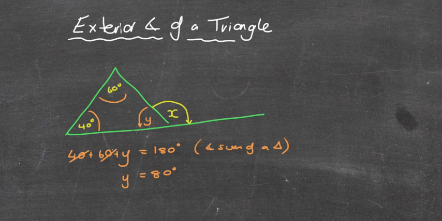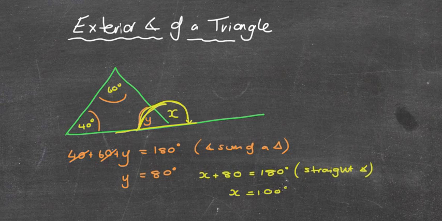So how could I then go ahead and find the value of x? Well, what you might notice, if I look at the whole angle here, y and x, you might notice that that is on a straight line. So I could then go ahead and say that x plus y, or x plus 80, because we've already proved that y is 80, is equal to 180 degrees. The reason for that is because that is a straight angle. Okay? Therefore, if I take the 80 away, we get x is equal to 100 degrees.